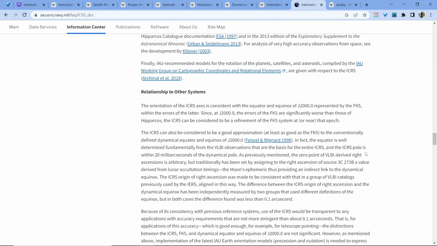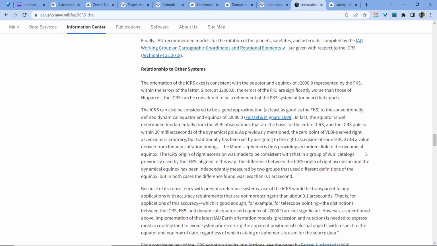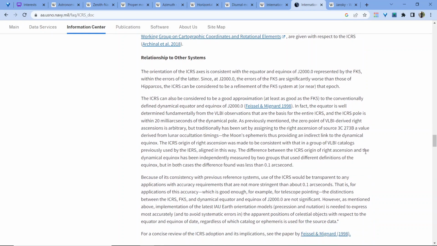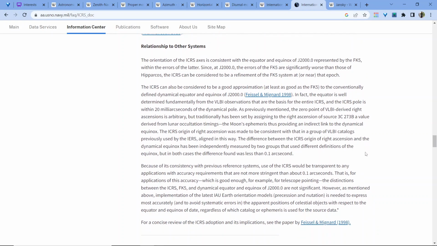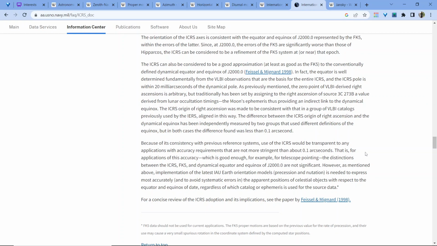The ICRS origin of right ascension is made to be consistent with that and a group of VLBI catalogs previously used by the IERS aligned in this way. The difference between the ICRS origin of right ascension and the dynamical equinox has been independently measured by two groups that use different definitions of the equinox, but in both cases the difference was found to be less than 0.1 arcsecond.